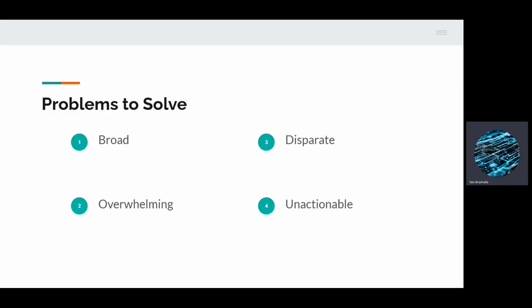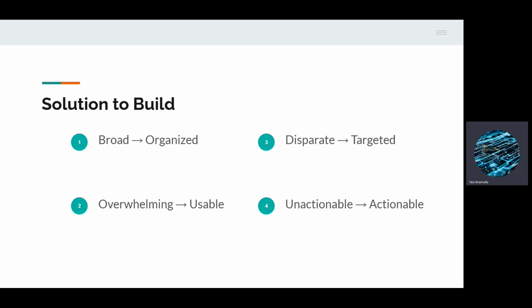Information regarding SDGs is usually in the form of PDF reports, which are often broad in and across reports, disparate and difficult to act upon. This solution addresses this information gap within and across these reports and implements text mining, NLP, and graph database technology to take the broad, disparate, sometimes overwhelming and unactionable information and make it organized, targeted, usable, and actionable.